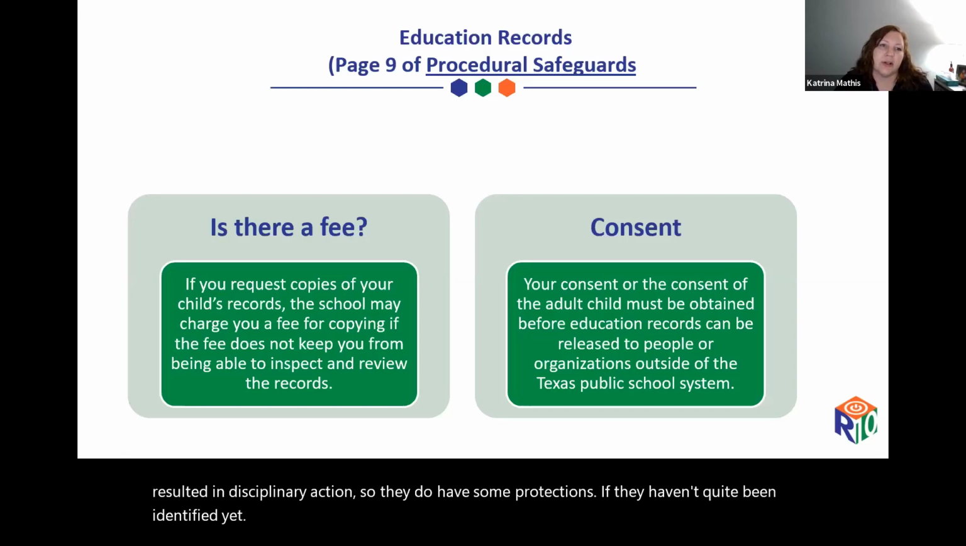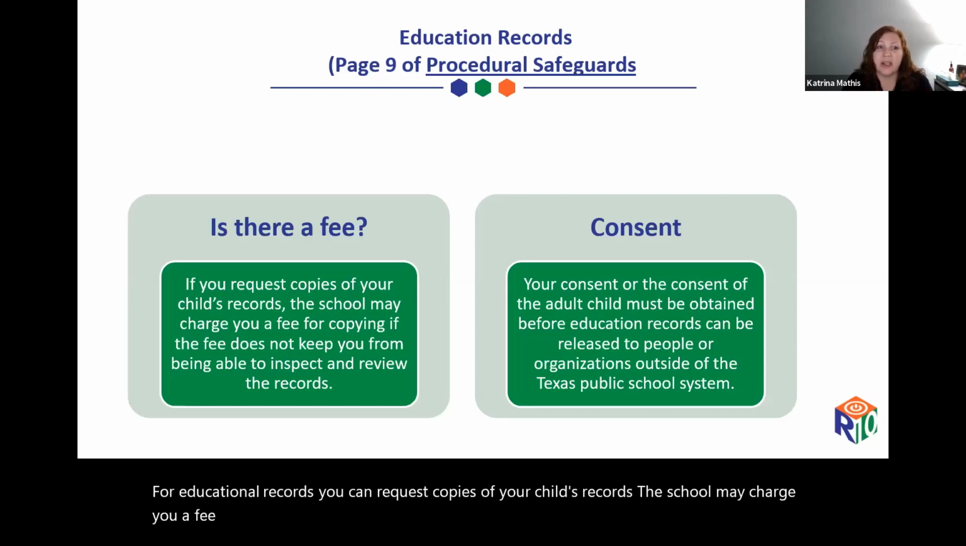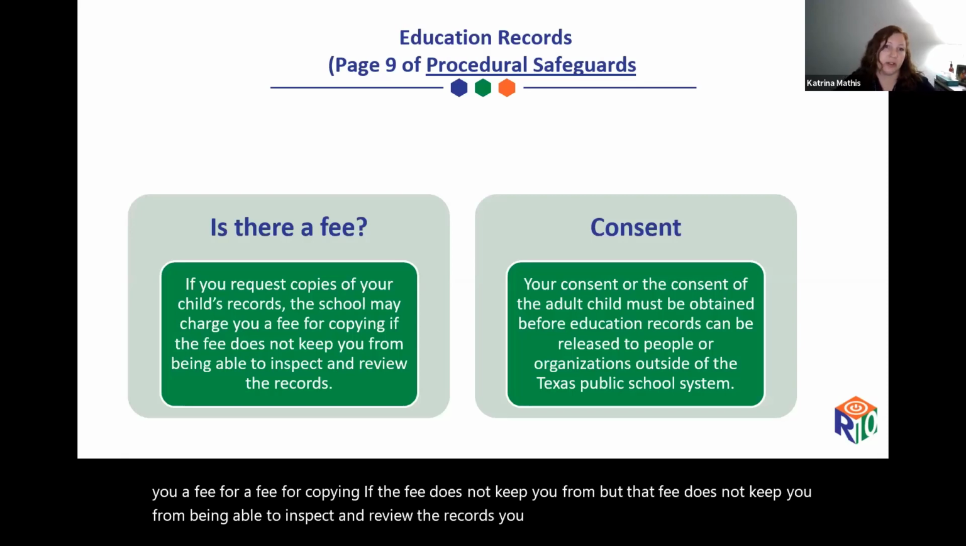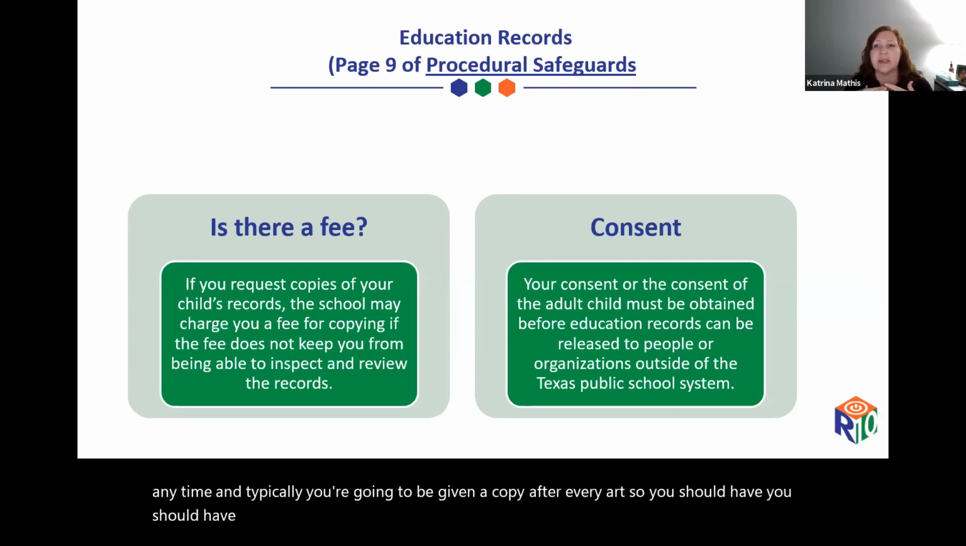For educational records, you can request copies of your child's records. The school may charge you a fee for copying, but that fee does not keep you from being able to inspect and review the records. You can inspect and review your records at any time, and typically you're going to be given a copy after every ARD. So you should have copies. If not, you can request a copy. Typically, the districts are not going to charge a fee.